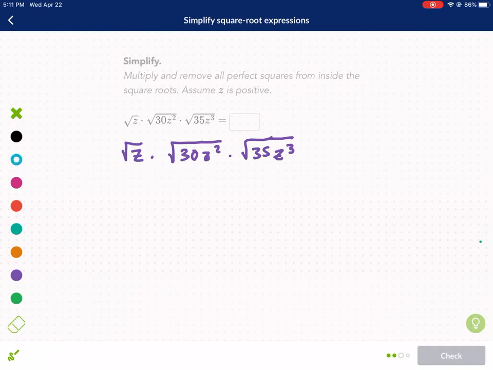So now let's go ahead and try to break down each one. This first one, there's nothing you can do with the square root of z. There's no perfect squares within it. There's no exponents. So we're going to go ahead and leave square root of z by itself for now.